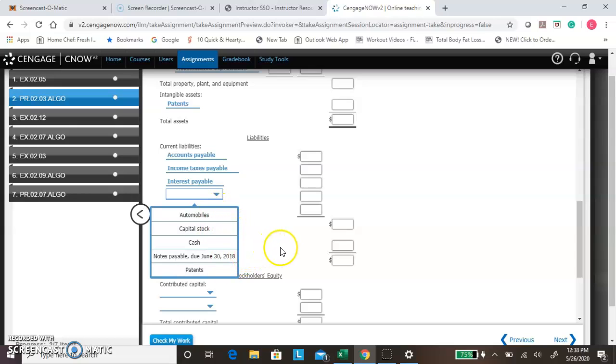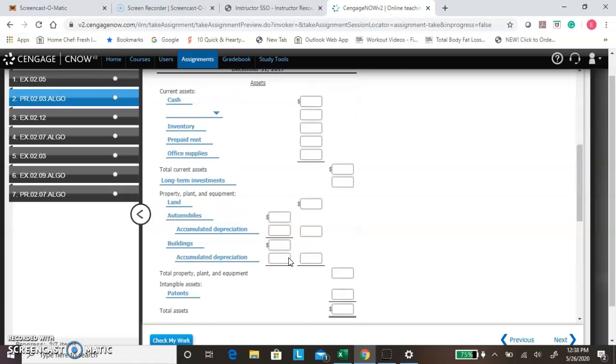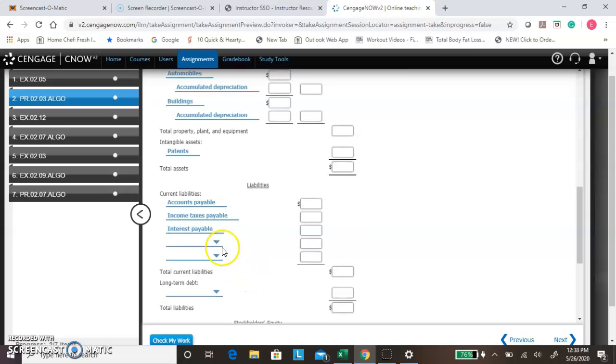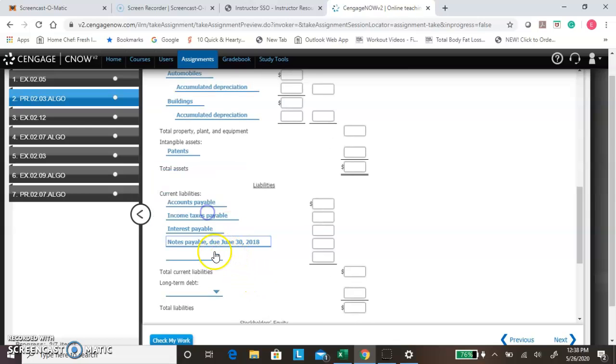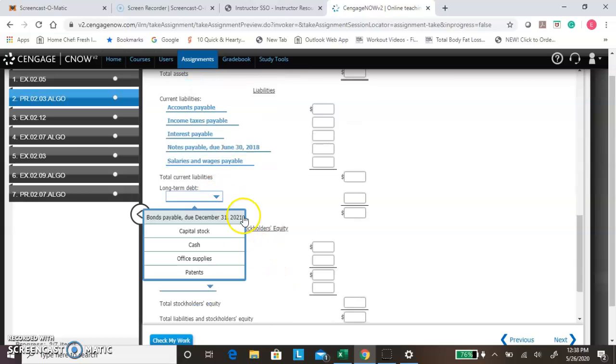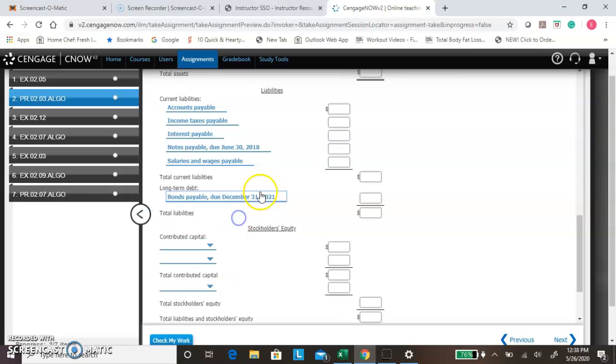Notes payable due June 30th, 2018. Well, let's see when this is. This is December 31st. So yeah, that's within a year. And then salary and wages payable. Chances are your folks are going to want to get paid within the next year. So those are all my current. Long-term is bonds payable due 2021. That's longer than a year. So it's still payable, but it's long-term because it's due later.